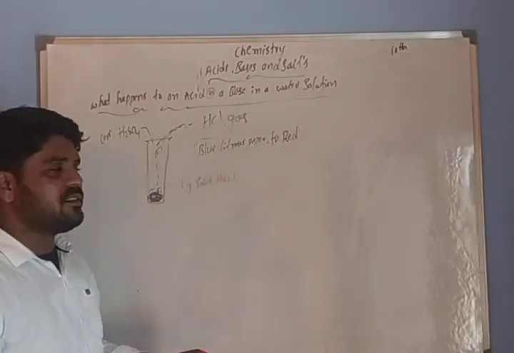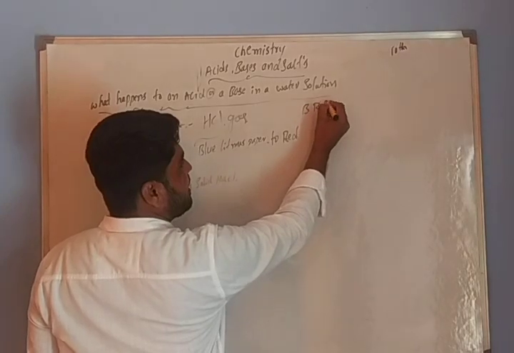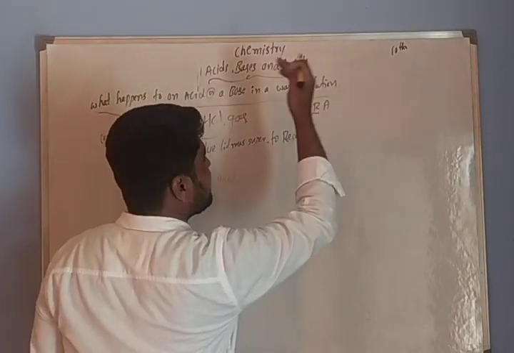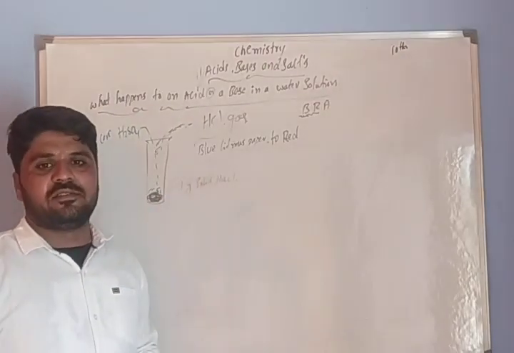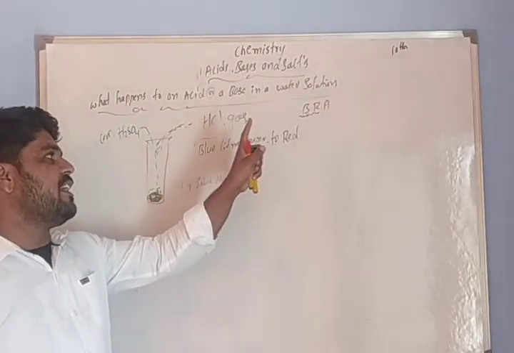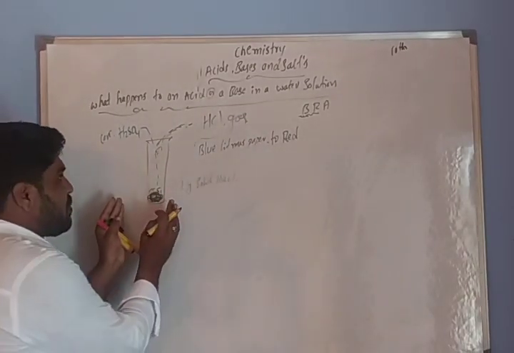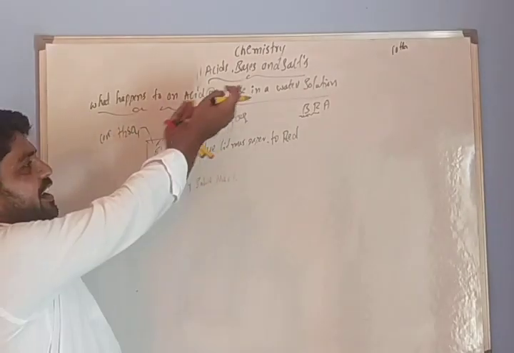Why does this happen? I am telling the technique. Blue litmus paper changing into red color, we call that acidic. This gas is acidic in solution. This is acidic in nature. So that means sodium chloride and H2SO4 react together and give hydrochloric acid.